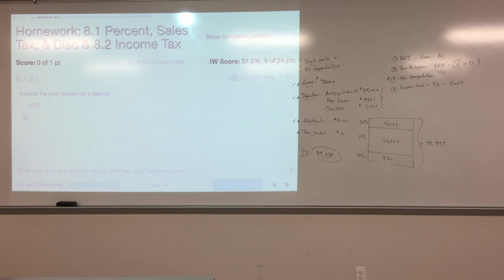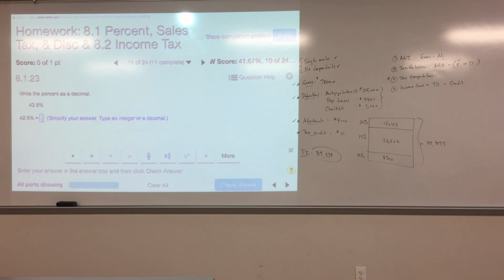Okay. All right, good. Now this one, 42.8%. What's that as a decimal? 0.428, 2 to the left. And if we were to convert 0.428 to a percent, we go 2 to the right and we'd be back to the problem we started with. It goes back and forth. Okay?